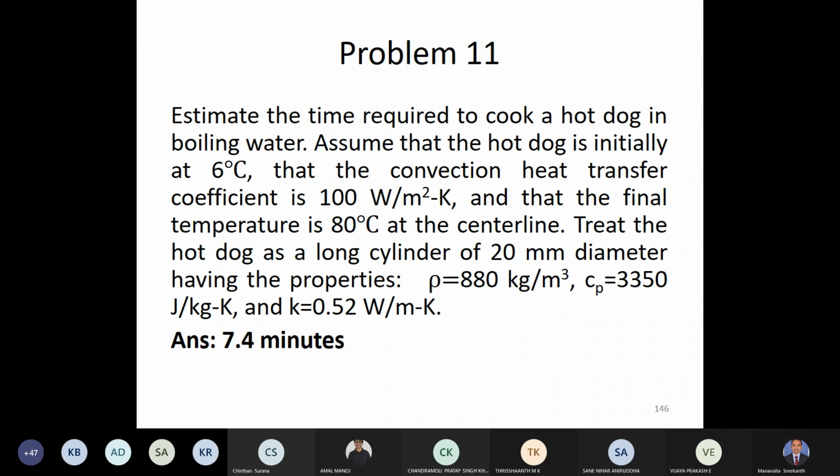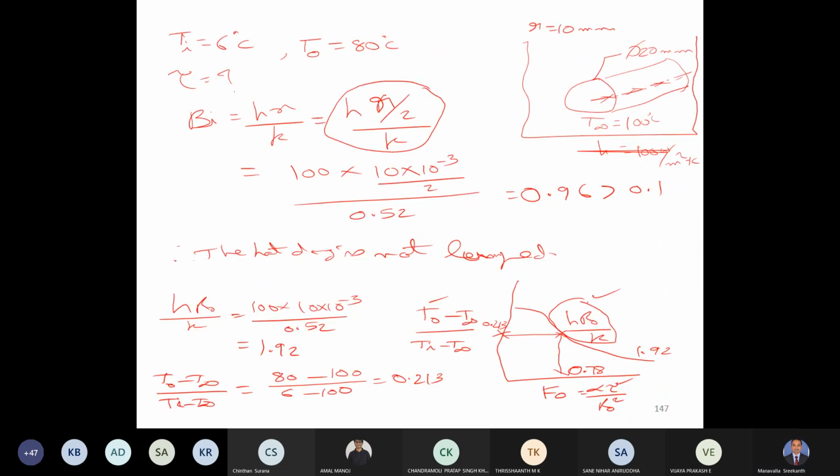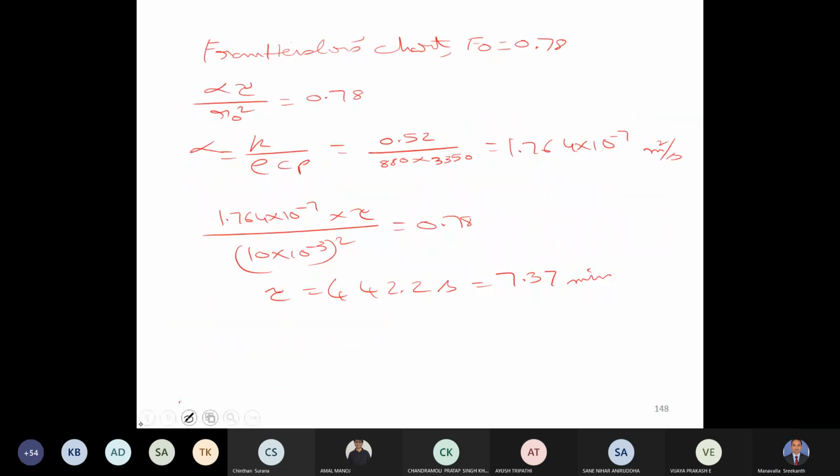That's it. So I have a doubt. Yeah. Sir, in this, when we found out the Biot number, why did we divide radius by 2? Sir, the radius is already half of the diameter. No, by definition, the Biot number for a cylinder uses a characteristic length, and that turns out to be R by 2. See, I will write it. Characteristic length by definition is volume divided by area.